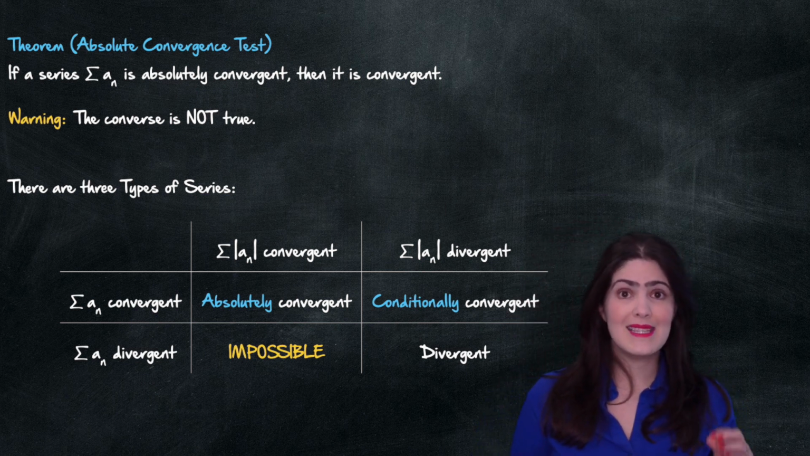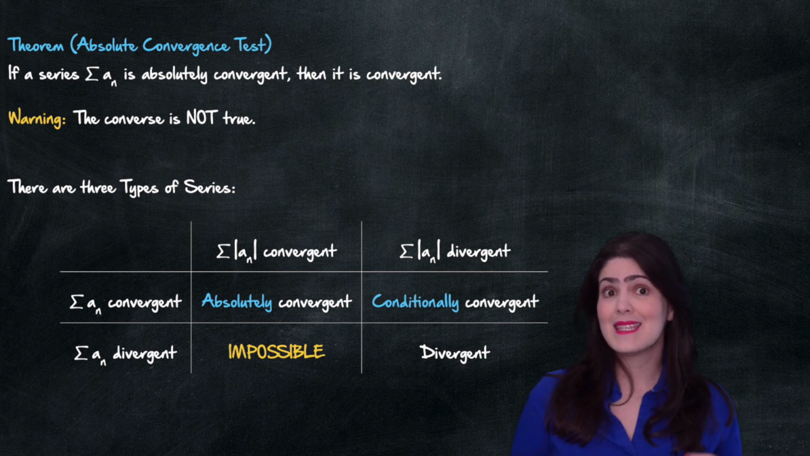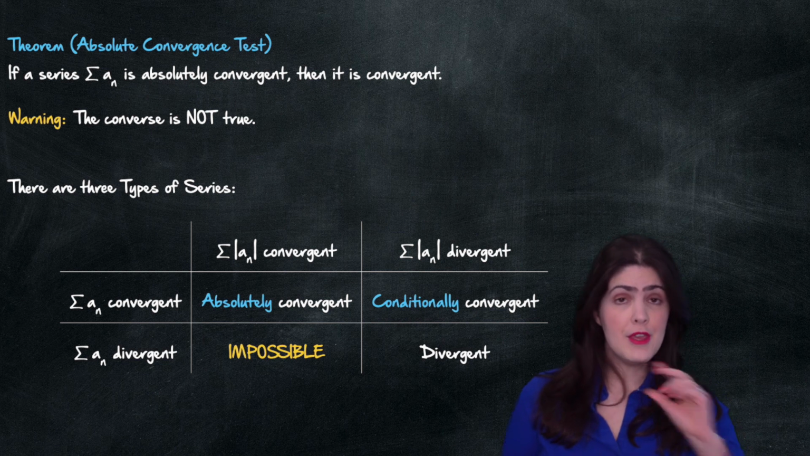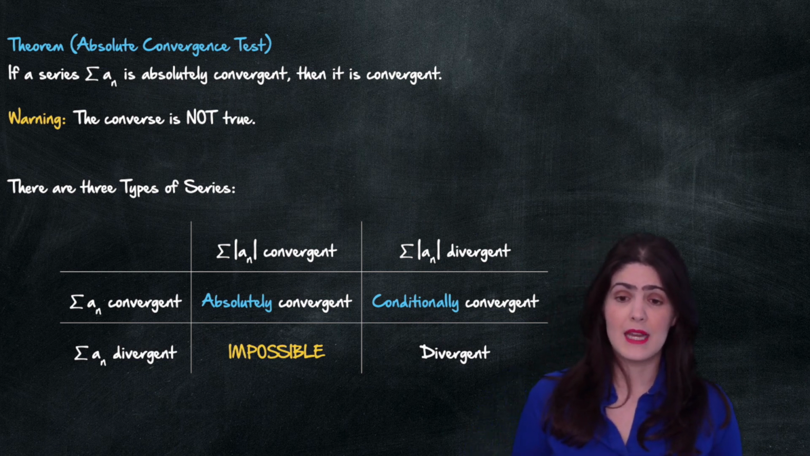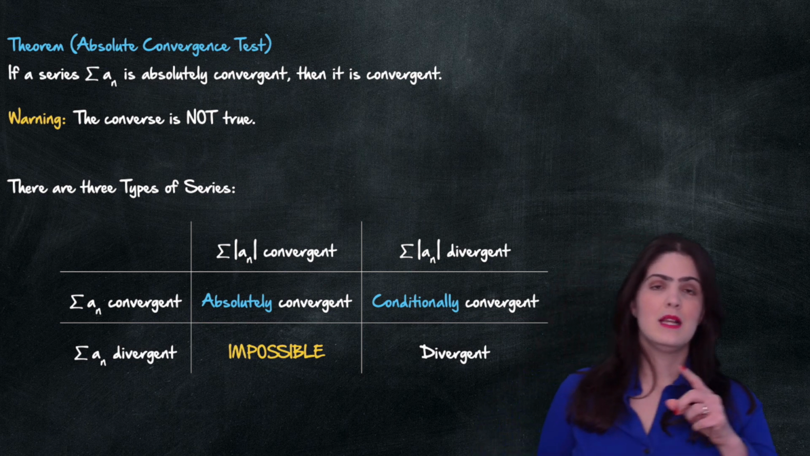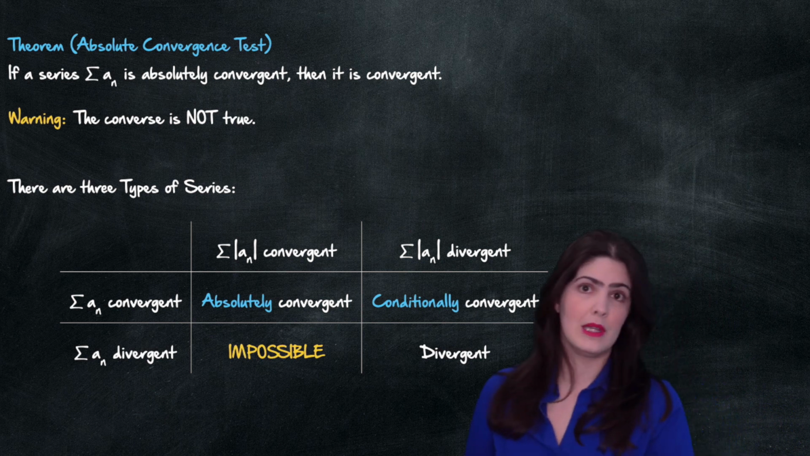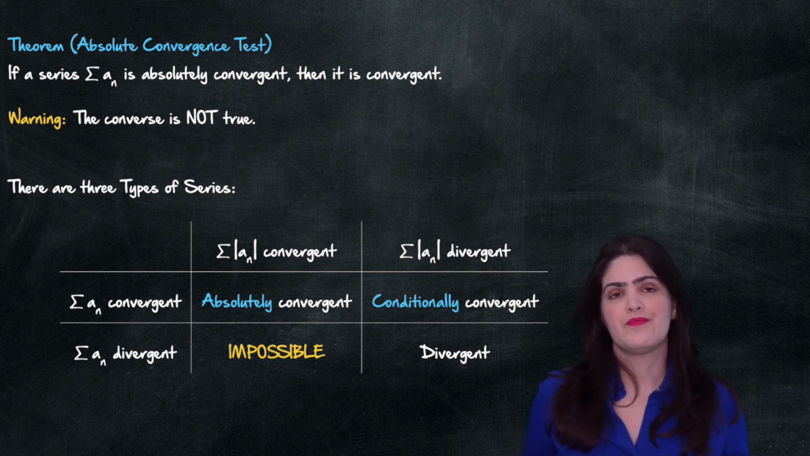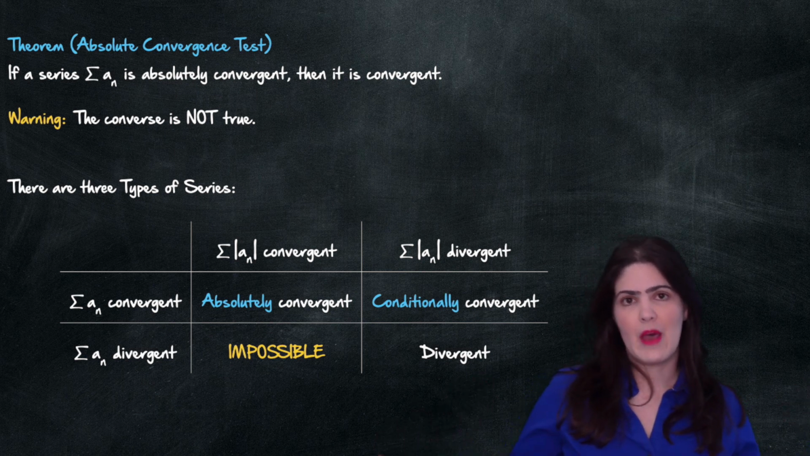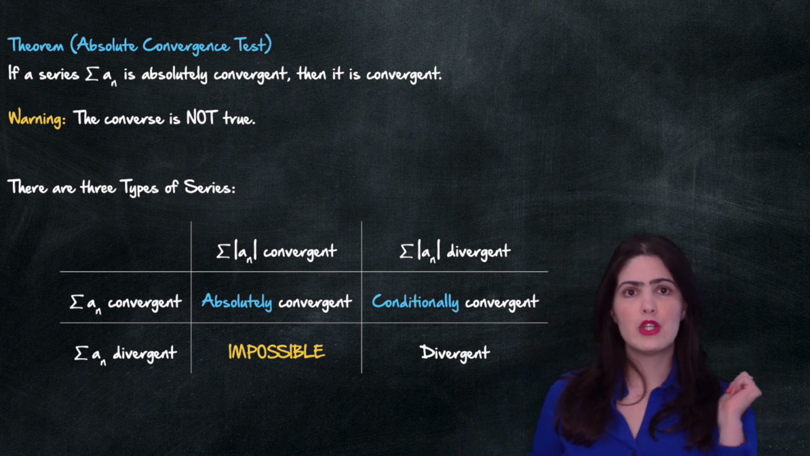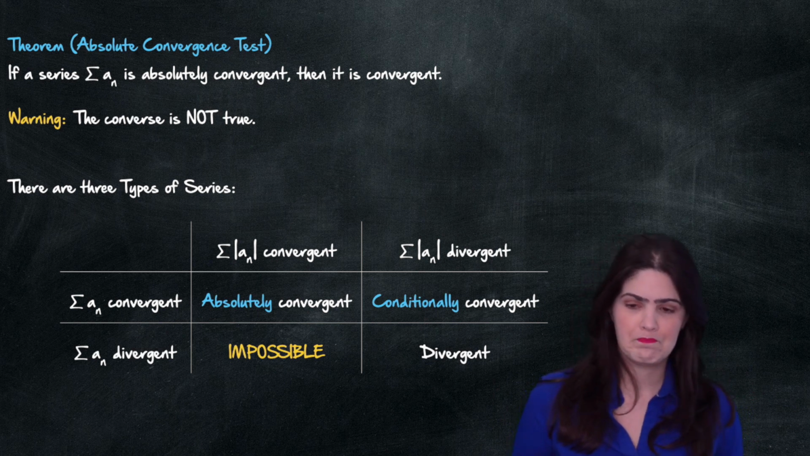Now, if I know that my series is divergent, can the series of the absolute values be convergent? No, because of the contrapositive of the theorem above. The contrapositive says that if the series is not convergent, then the series is not absolutely convergent. So that case is impossible, and we just call the series divergent. So we have really three options: absolutely convergent, conditionally convergent, and divergent.